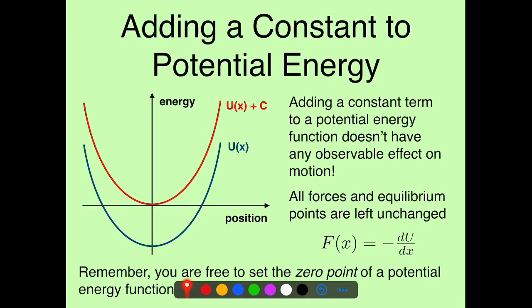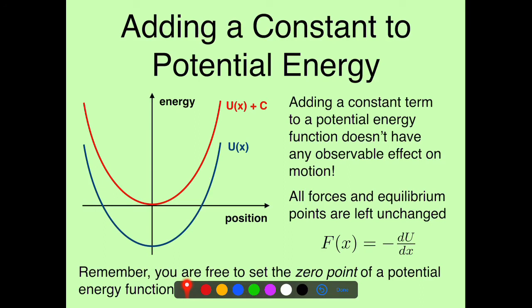Okay, it's just a parabola. Let's say that's our potential energy function. And we can ask the question, what would happen if we added a constant to that function? So in general, if you add a constant to a function, if the constant is positive, you're moving the function up vertically like this. And if the constant is negative, you're moving the function down vertically like that.